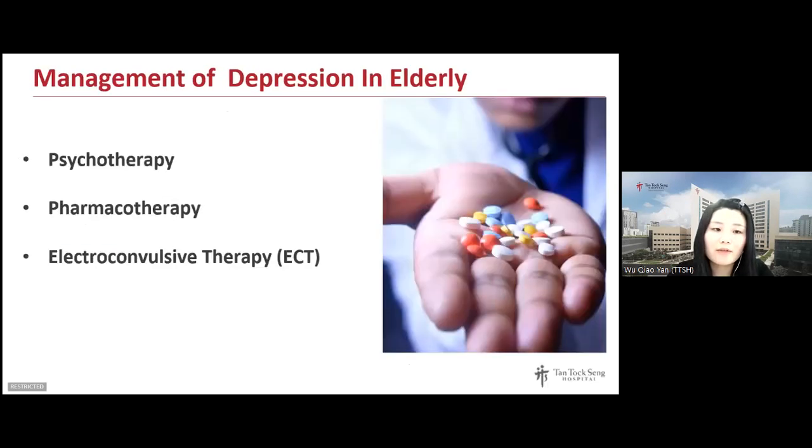So now I will share about the management of depression in the elderly. I have three parts. The first one is psychotherapy, followed by pharmacotherapy. The last one is ECT, electroconvulsive therapy.